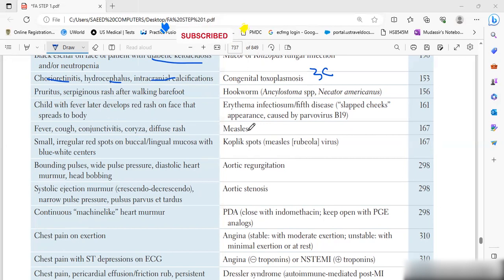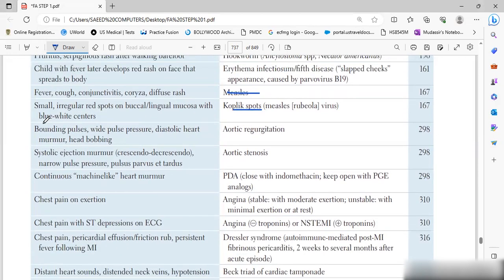Then the 3 C mnemonic for measles: cough, coryza, conjunctivitis, and Koplik spots. That is measles. It is given as Koplik spots. Irregular red spots are seen in the buccal mucosa near the molars. It is blue-white.